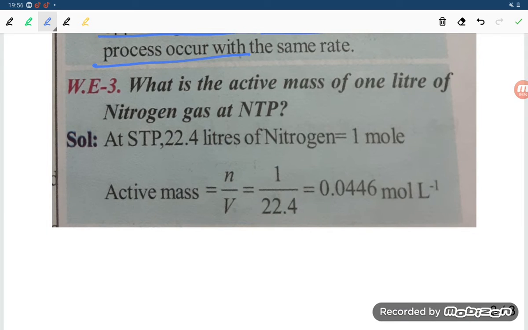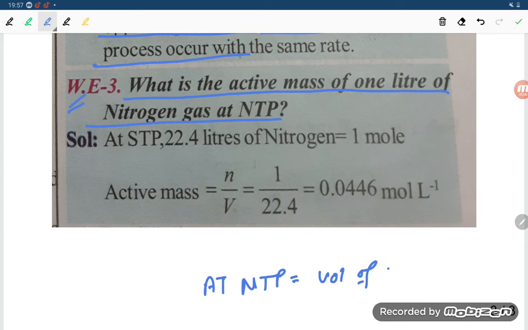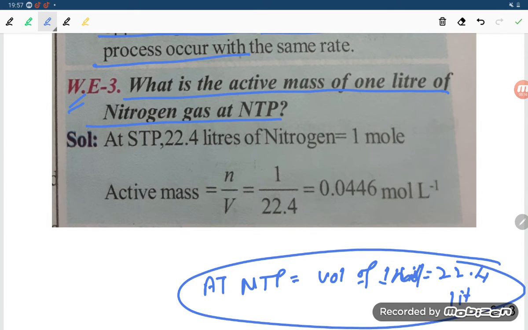Now students, let us see the next problem. What is the active mass of 1 liter of nitrogen gas at NTP? At NTP, the volume of 1 mole is equal to 22.4 liter. So at STP, 22.4 liter of nitrogen is 1 mole.